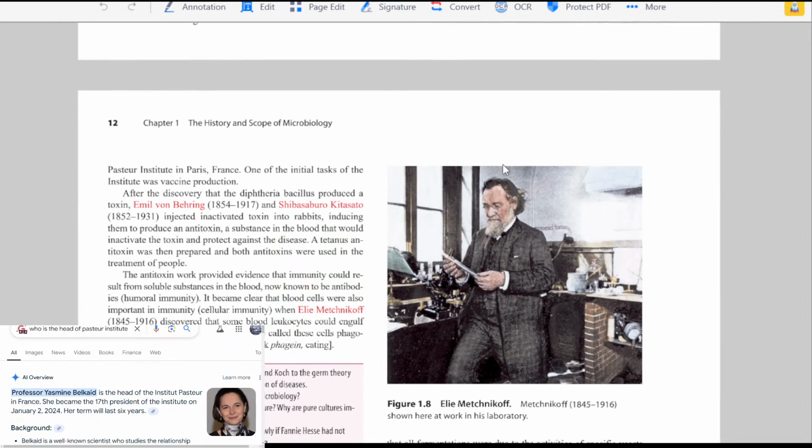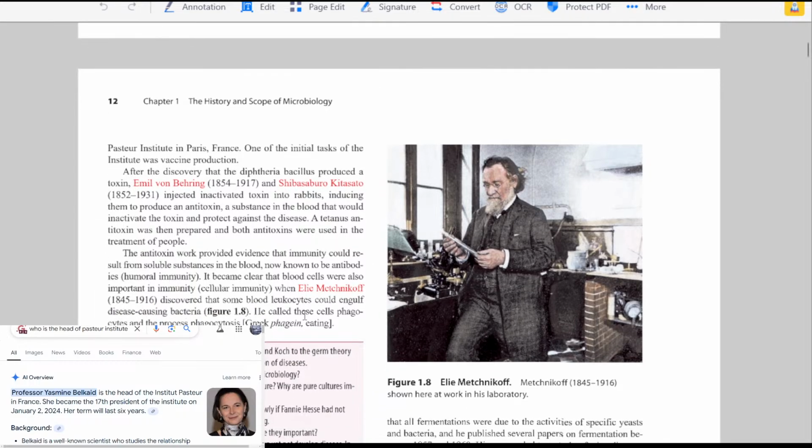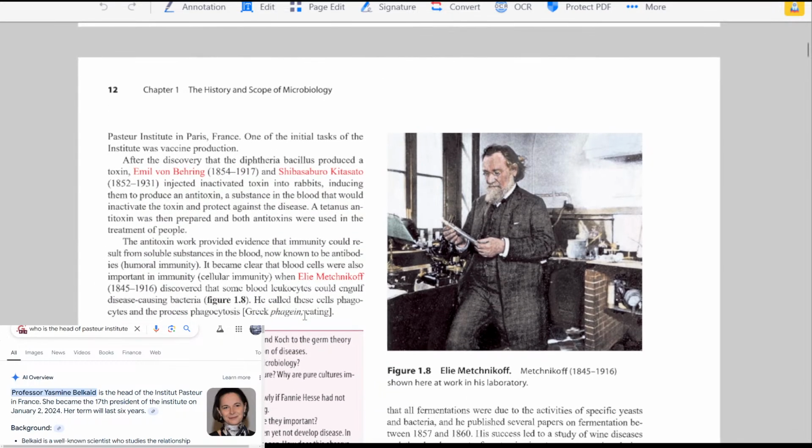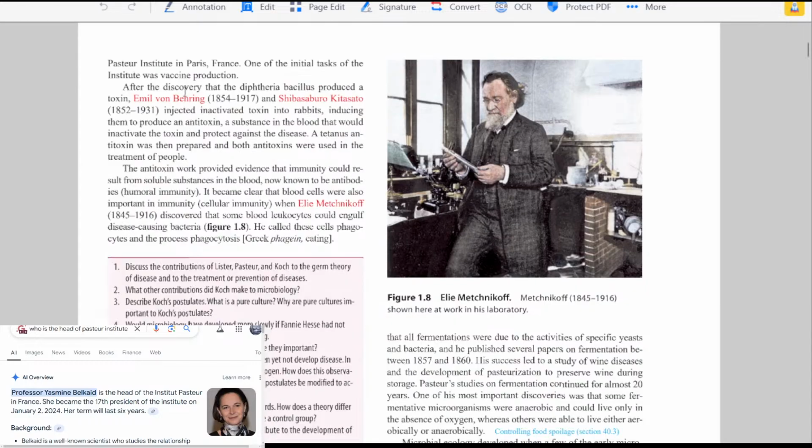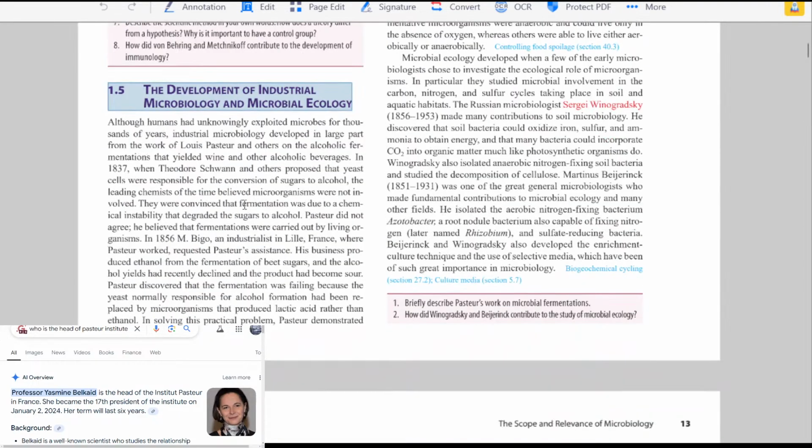And then the Pasteur Institute in Paris was made, and then Kitasato and Behring produced antitoxins against the diphtheria bacillus and tetanus. Then the antitoxin showed that we had humoral antibodies in our body that could give us immunity, while Elie Mechnikov also discovered that some blood leukocytes can give us immunity as well by phagocytosing.